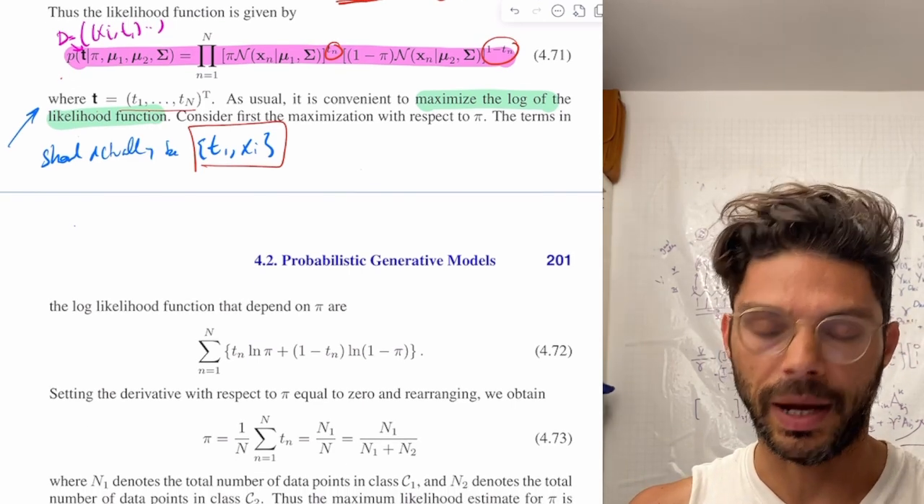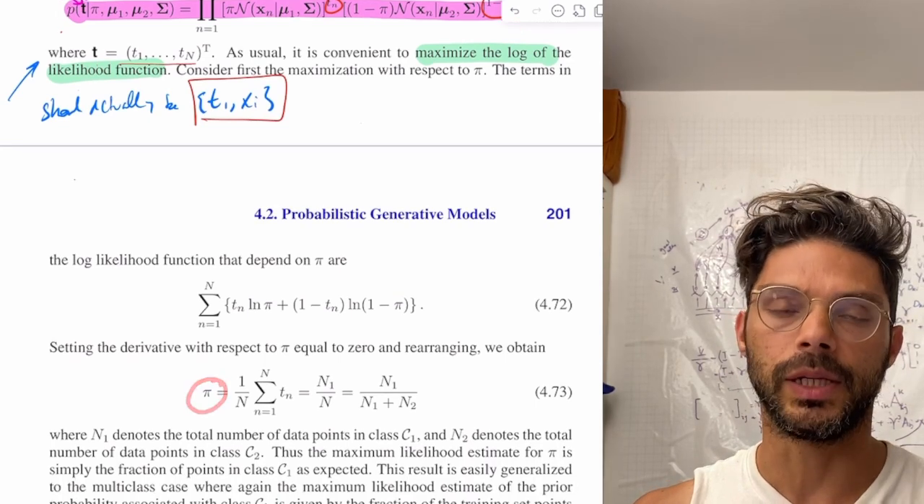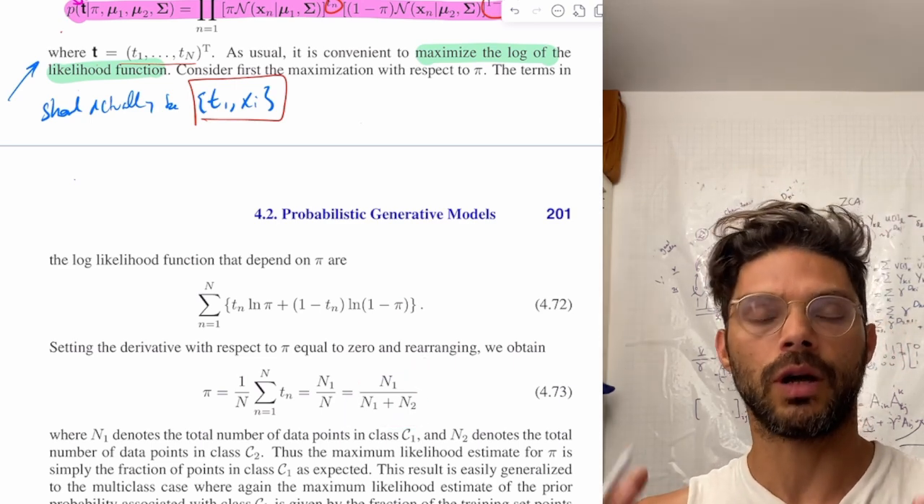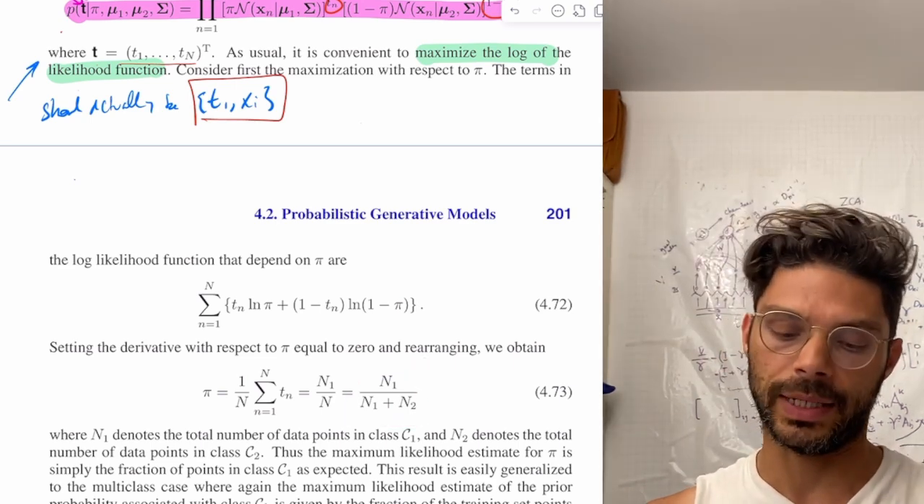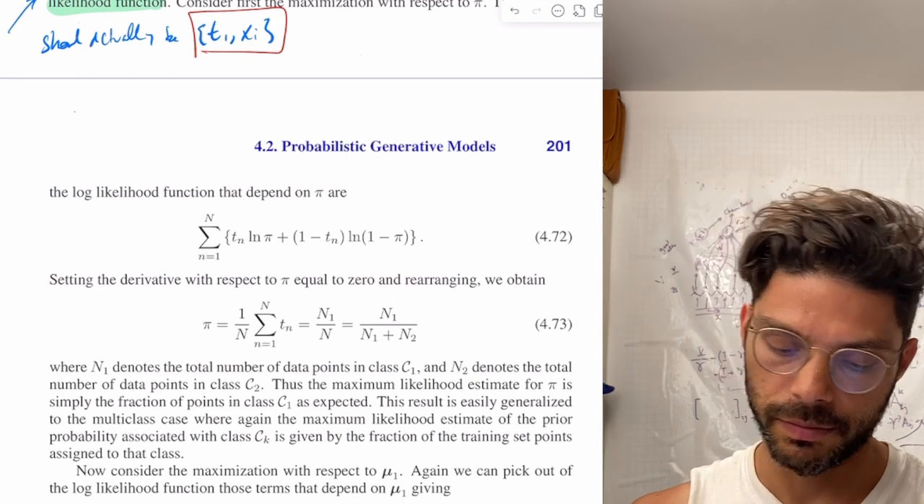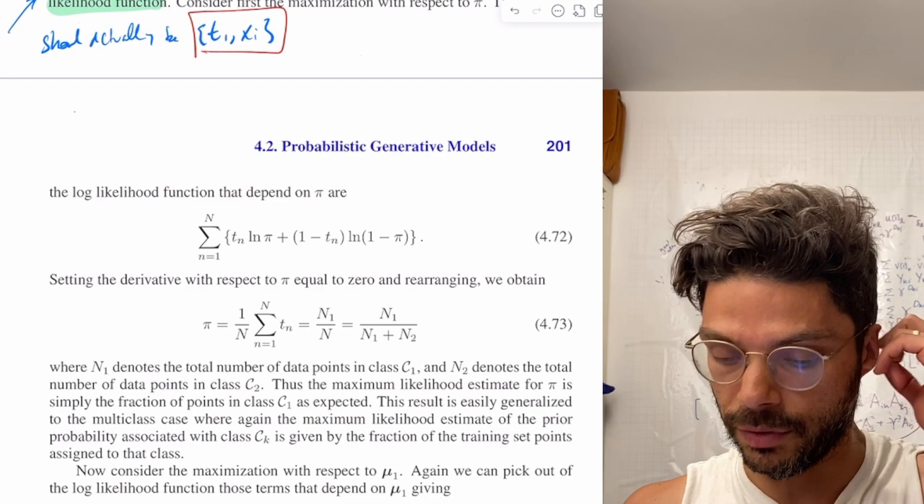Take the derivative with respect to pi. Pi is a scalar value. Set it to 0. And what do you get? The probability of class 1 is equal to the empirical fraction of points that came from that class. Okay, so very simple. This is just a very intuitive result that you probably would have guessed yourself.